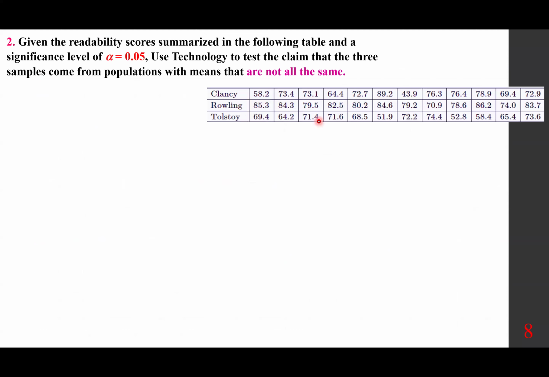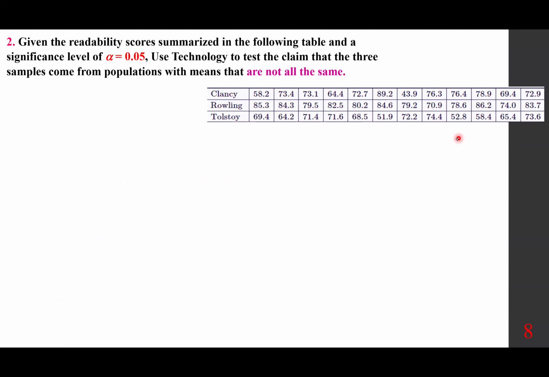Given the readability score summarized in the following table and a significance level of alpha of 0.05, use technology to test the claim that the 3 samples come from populations with means that are not all the same. So we have to use the technology because it's very hard to do it by hand.